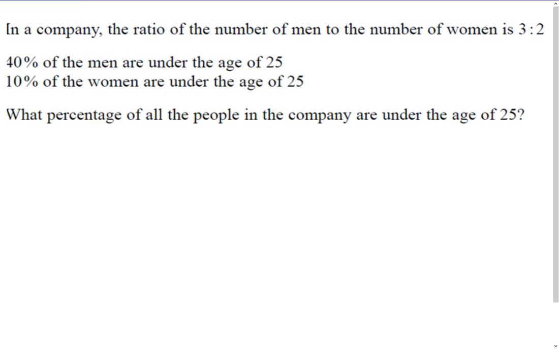Okay, in a company, the ratio of the number of men to the number of women is 3 to 2. So men to women, 3 to 2. And let's find the total, which is 5. Okay, and it says 40% of the men are under the age of 25. It's going to be quite difficult to find 40% of that, and 10% of the women. Yeah, and it says what percentage of all the people are under the age of 25. Yeah, so that's the information for the under 25.